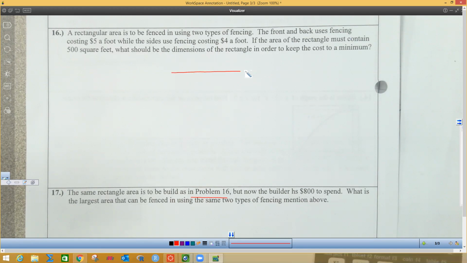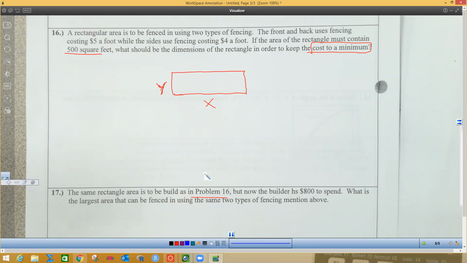So you've got a fence that we're going to say is a rectangle because it says rectangular area. And it says that the area of the rectangle must contain 500 square feet. So we're going to call this side Y, and we're going to call this side X. What should be the dimensions to minimize the cost? So this problem right here, we want to minimize the cost. That's the goal. So the cost function is our main deal.